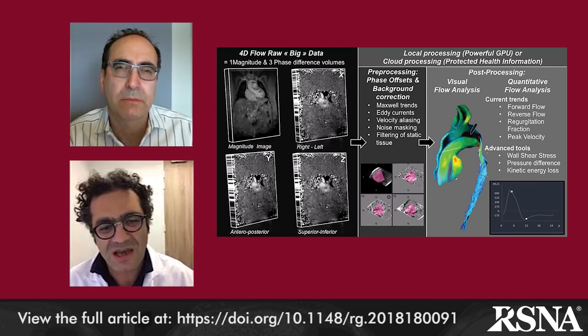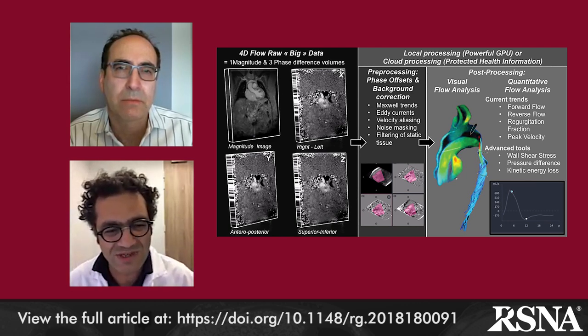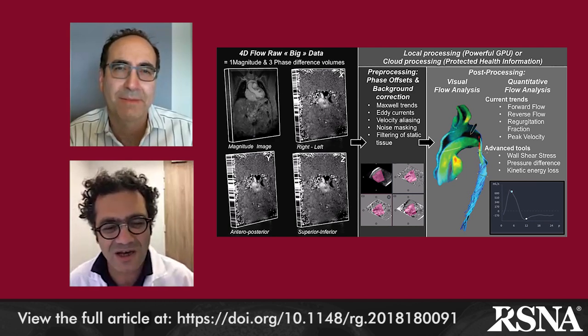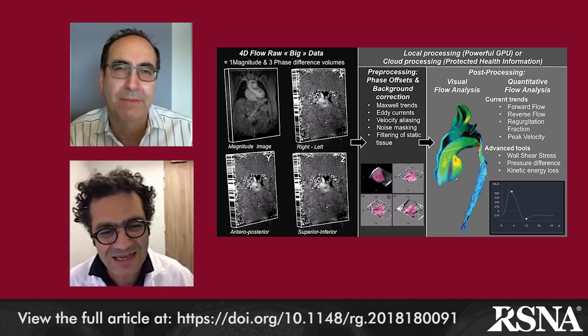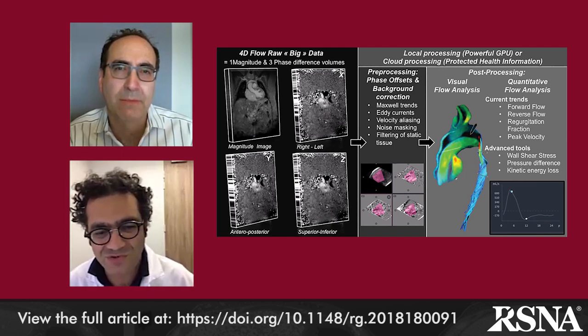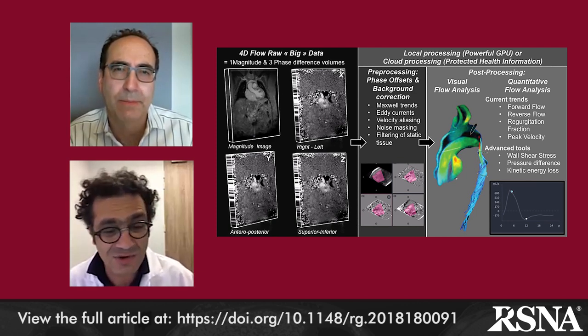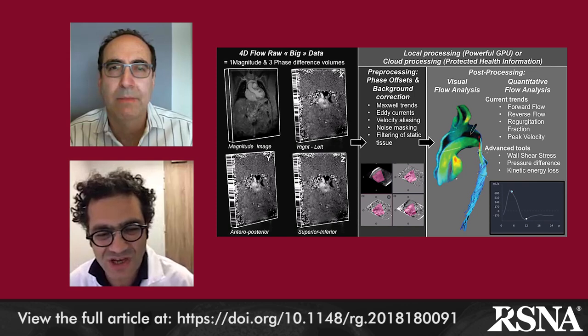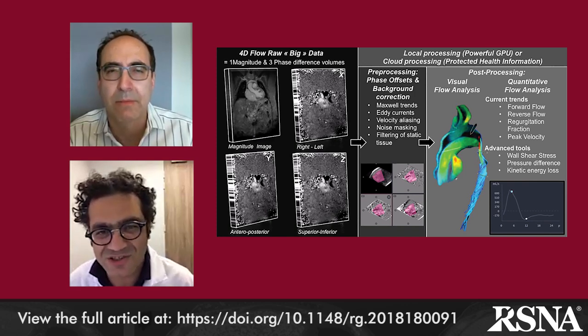Then you have the post-processing. At first, you have a visual flow analysis. You see the flows, you see the velocity vectors, you see the streamlines, which are incredibly nice to see. It's really comprehensive, and you understand all the physiology of the flows. And then you can go to any point of your volume. You can do a quantitative flow analysis, and you can measure current terms like forward flow, reverse flow, regurgitation fraction, peak velocity, and you can push it even further and use some advanced tools which are more dedicated to research now, like wall shear stress or kinetic energy loss.